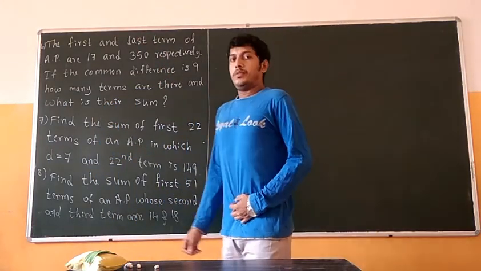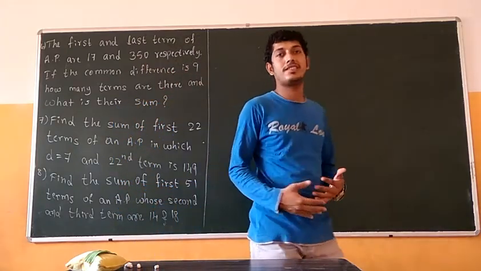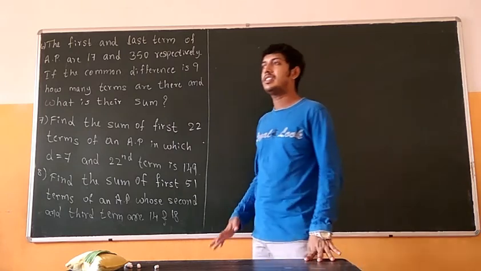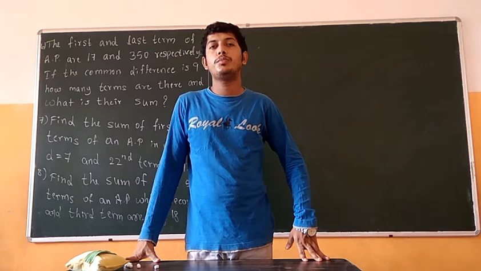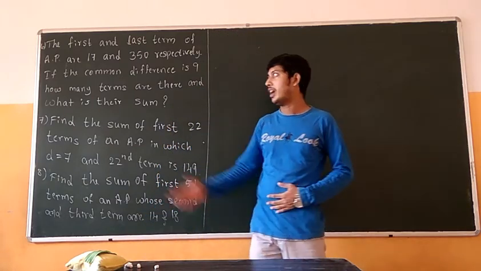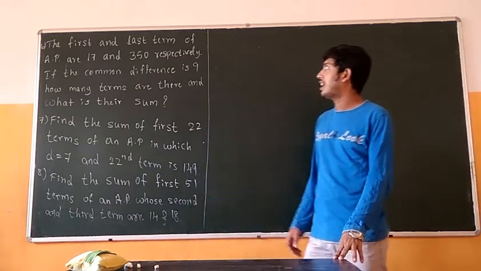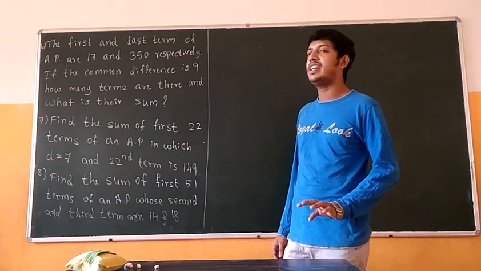So in this class we are going to learn some more problems related to finding the sum of the terms and finding the terms related to arithmetic progression. Here we have the problems. The first one is: the first and last terms of an AP are given, that is 17 and 350.